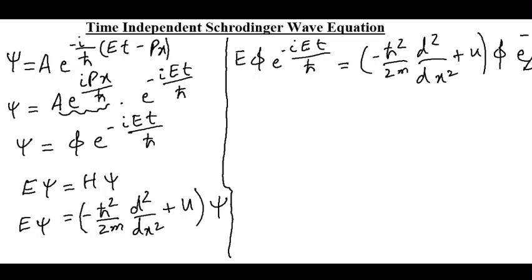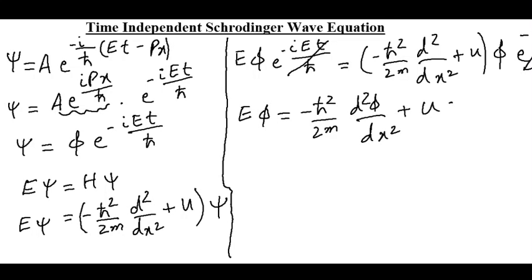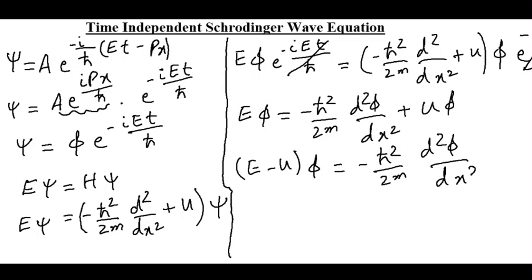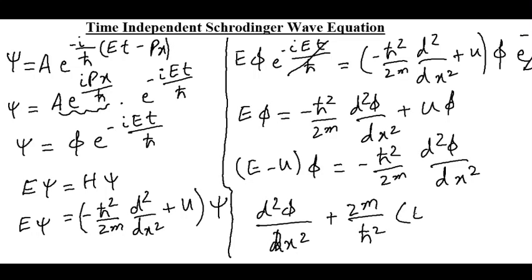So this will be cancelled out on both sides, and we are left with E phi equals minus h bar square over 2m d square phi over dx square plus U phi, or this can be written as (E minus U) phi equals minus h bar square over 2m d square phi over dx square, or we can simply write it in this form as d square phi over dx square plus 2m divided by h bar square (E minus U) phi equals 0.